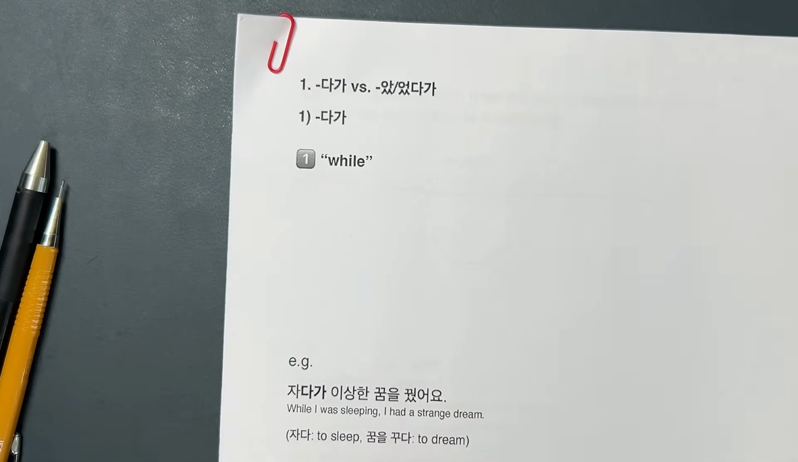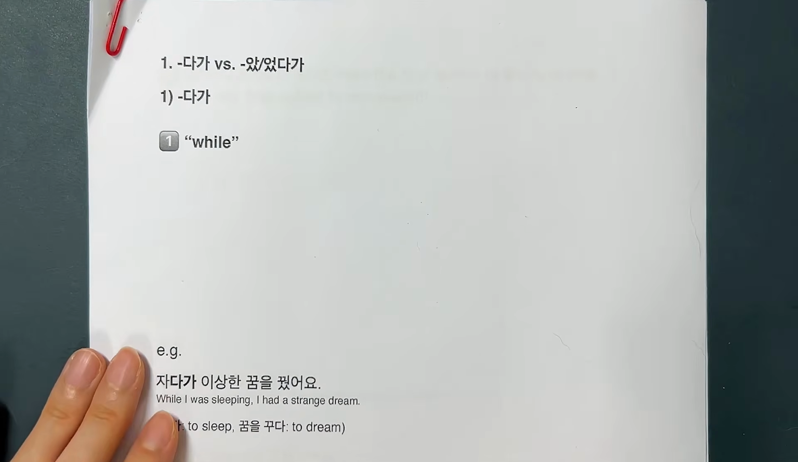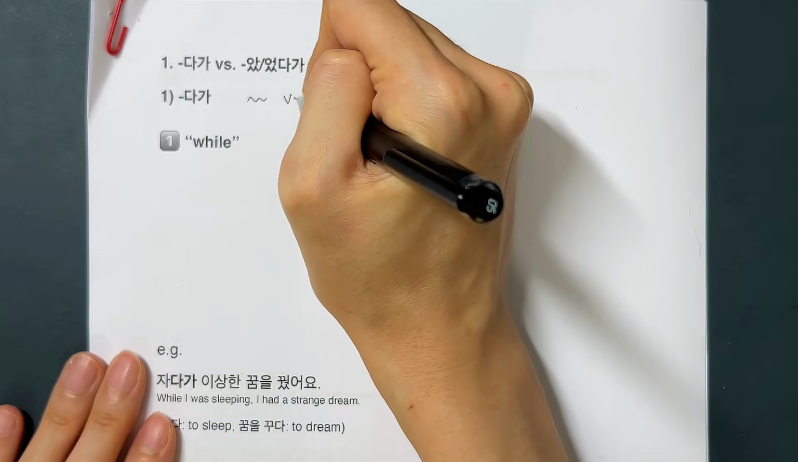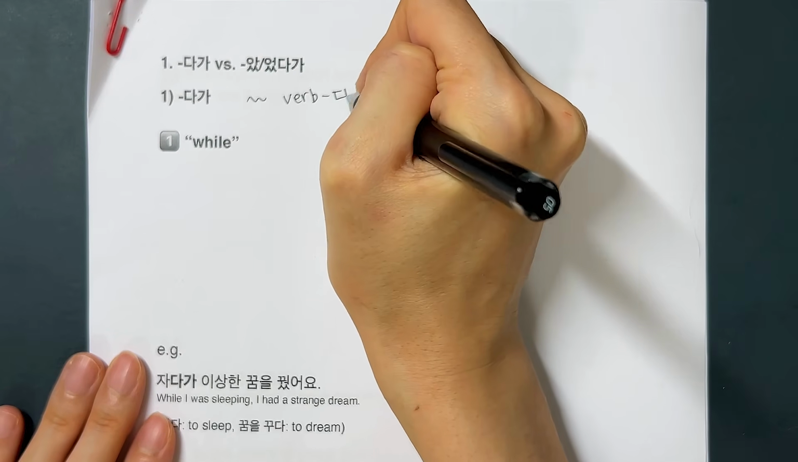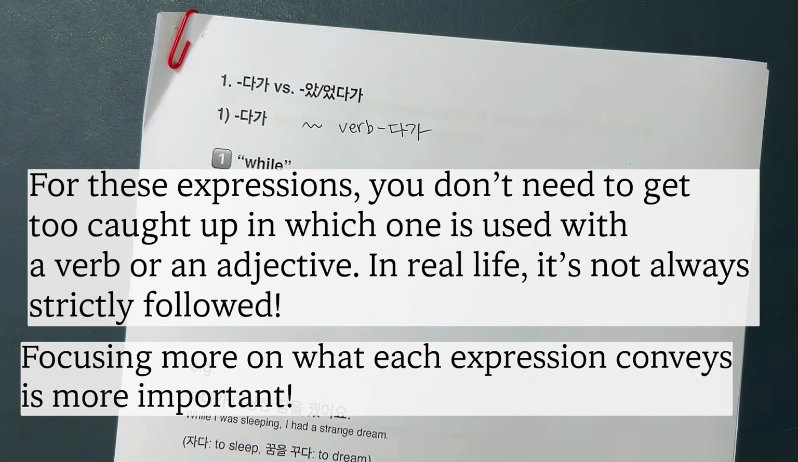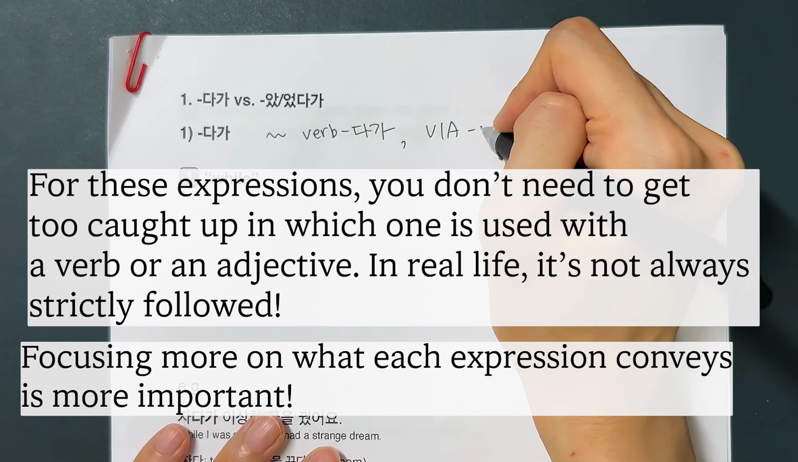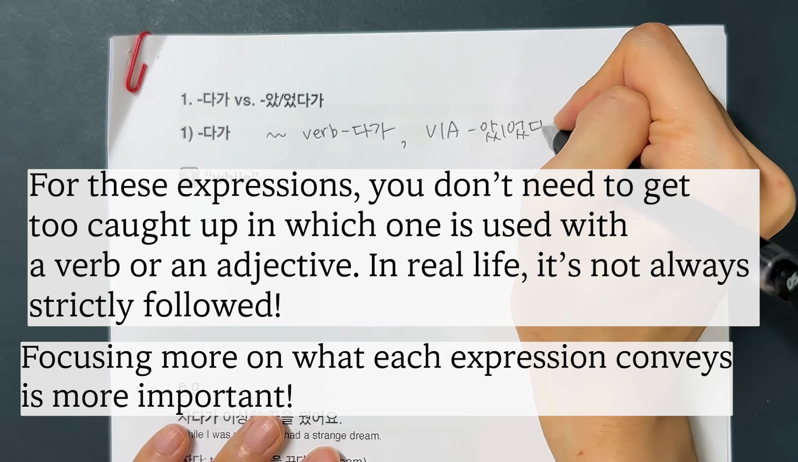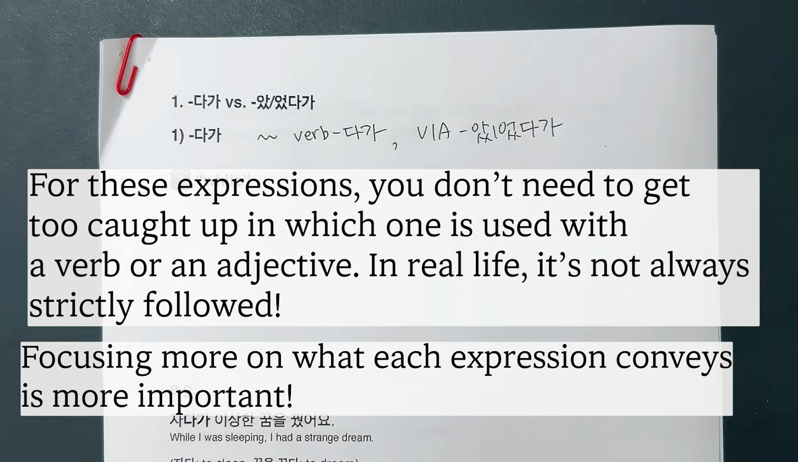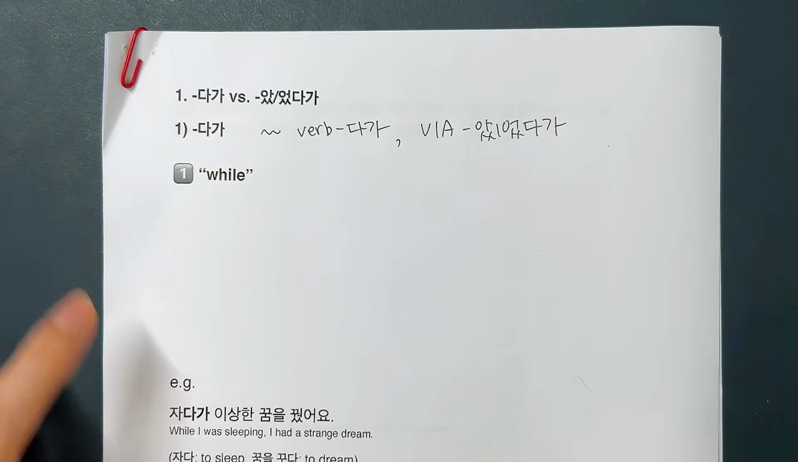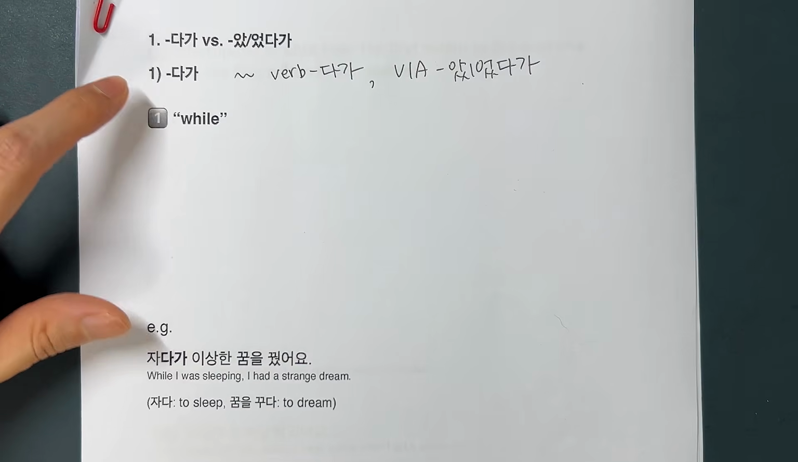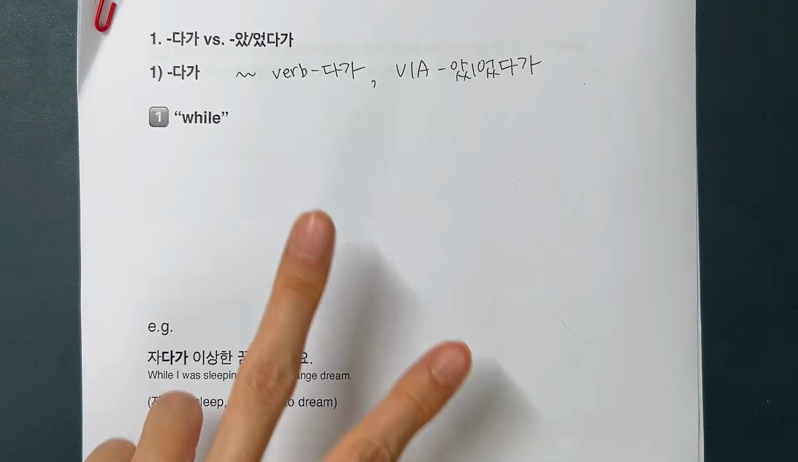다가 and 았/었다가 first. The first difference is that 다가 is only used with verbs, so it should be verb + 다가, whereas 았/었다가 can be used with both verbs and adjectives. So that's the first grammatical difference between the two. And let's start with 다가's meaning, what it expresses. So 다가 expresses mainly two things.